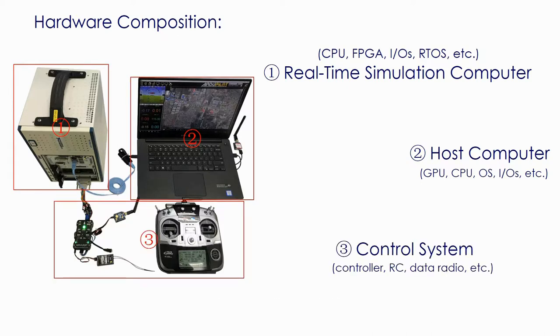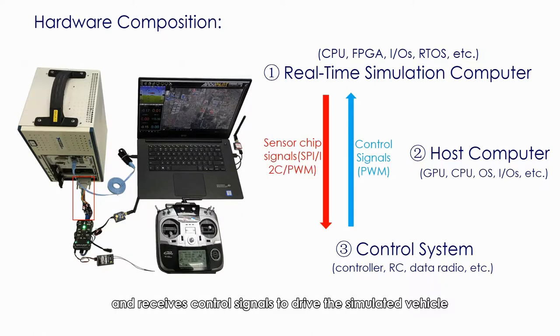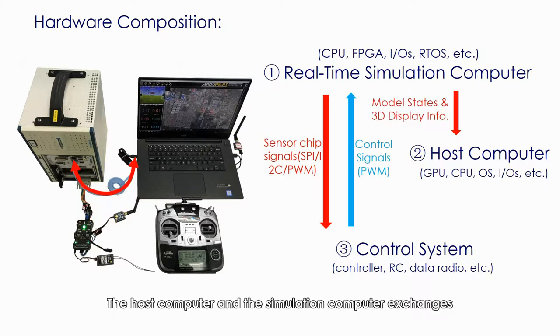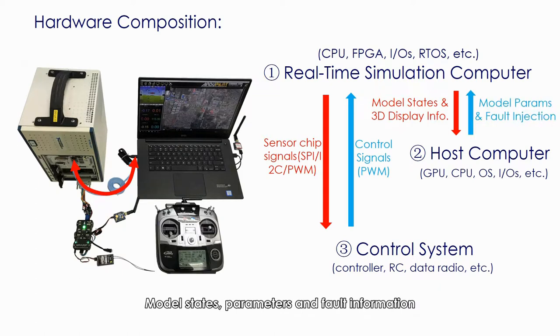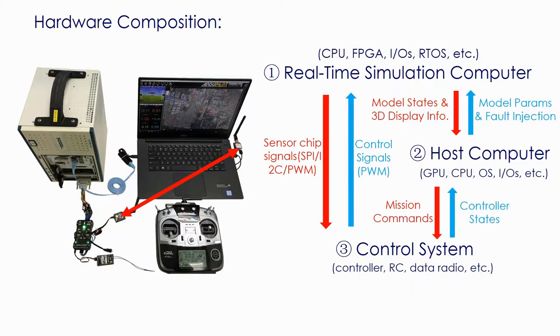The simulation computer sends sensor data to the control system and receives control signals to drive the simulated vehicle. The host computer and the simulation computer exchange model states, parameters, and fault information. The control system exchanges mission commands and controller states with the host computer.